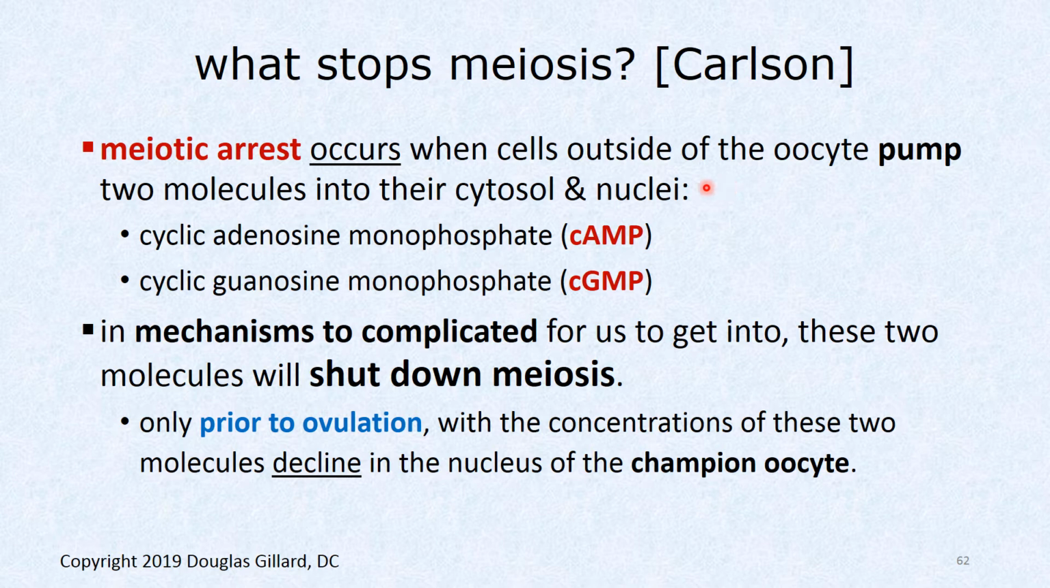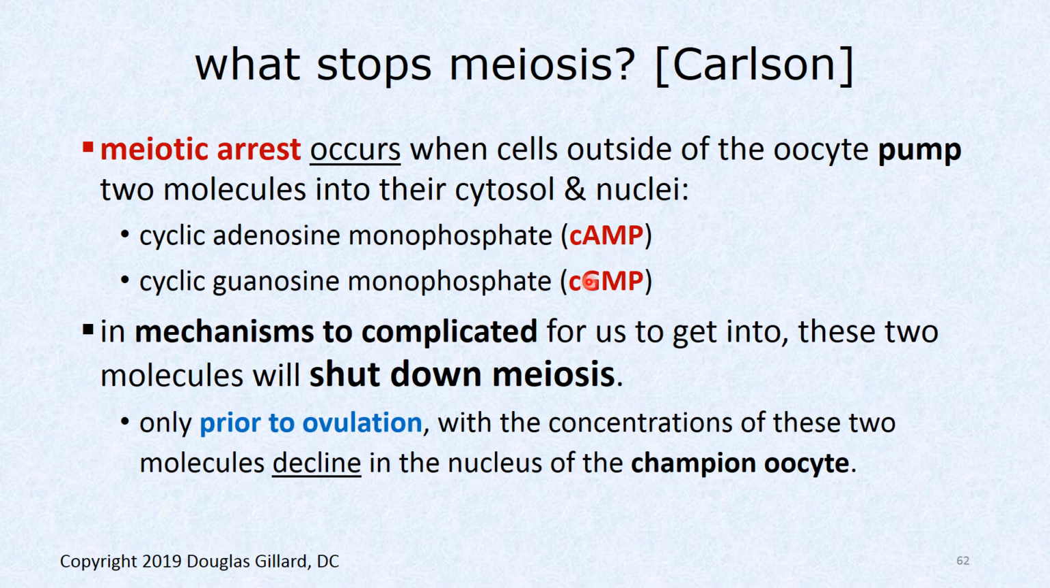Anyway, meiotic arrest occurs when the cells outside of the oocyte pump two molecules into the cytosol. Remember, those support cells are still around there, and we think that those guys make cyclic AMP and GMP. I think GMP is actually made outside, while cyclic AMP technically is made in the nucleus. Cyclic GMP is pumped in there. So we'll look at gap junctions that these things are pumped through. And this is important: we need to block those gap junctions later on to wake this up again, as we'll see.